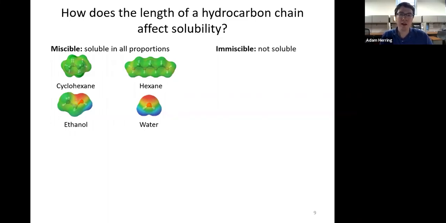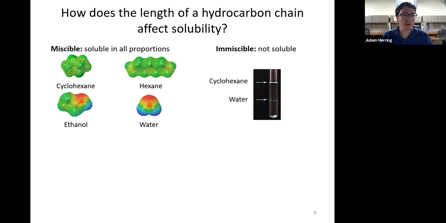However, again, if we put two substances together that are not soluble, we say that they are immiscible. So for example, cyclohexane in water or hexane in water, they will not mix well. And we end up seeing then a separation between those two substances.